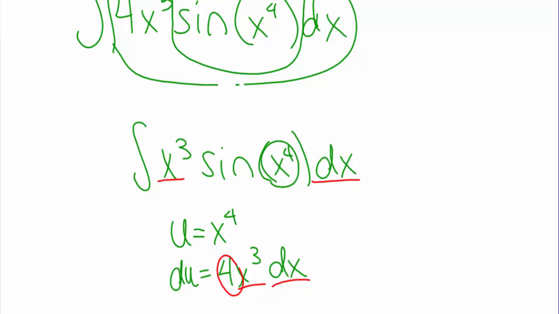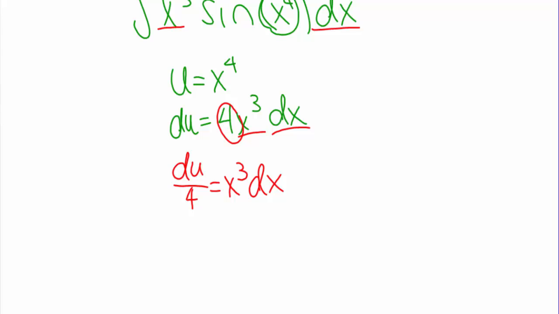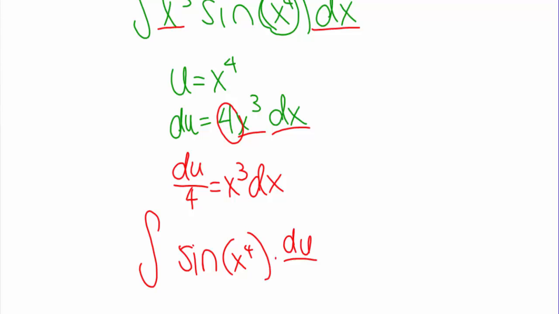They all do the same thing. So one way to do it is what I just showed you. You can say, well, I need that 4. I'll stick it in, and I'll put a 1/4 out front. The second thing you could do, if you don't like that one, is you can say, well, I have an x cubed dx. I'll just take this equation and solve it for the x cubed dx. So now when I substitute back in, I have sine of x to the fourth times du over 4 instead of just du. Does that make sense?